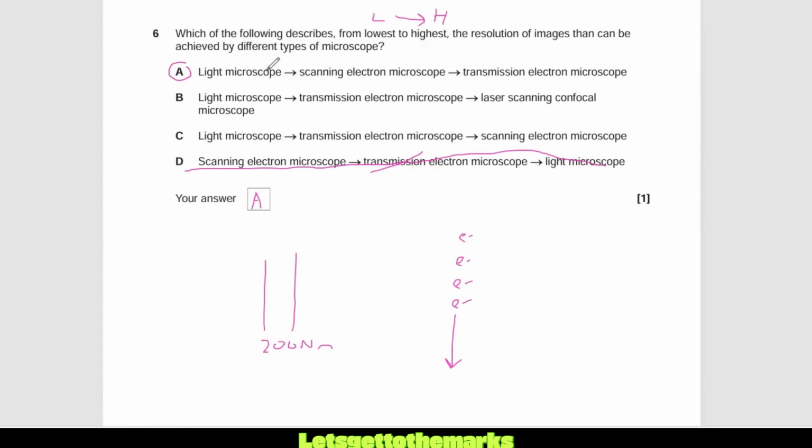It goes light microscope, then you'll notice they mentioned laser scanning confocal. So it's going to go light microscope, then the laser scanning confocal, which has a higher resolution than the light microscope. And then after that, the scanning electron microscope. Remember, the laser is still using light. The L in laser stands for light. So that's still going to be limited by the width of a beam of light. Okay, let's zing on.